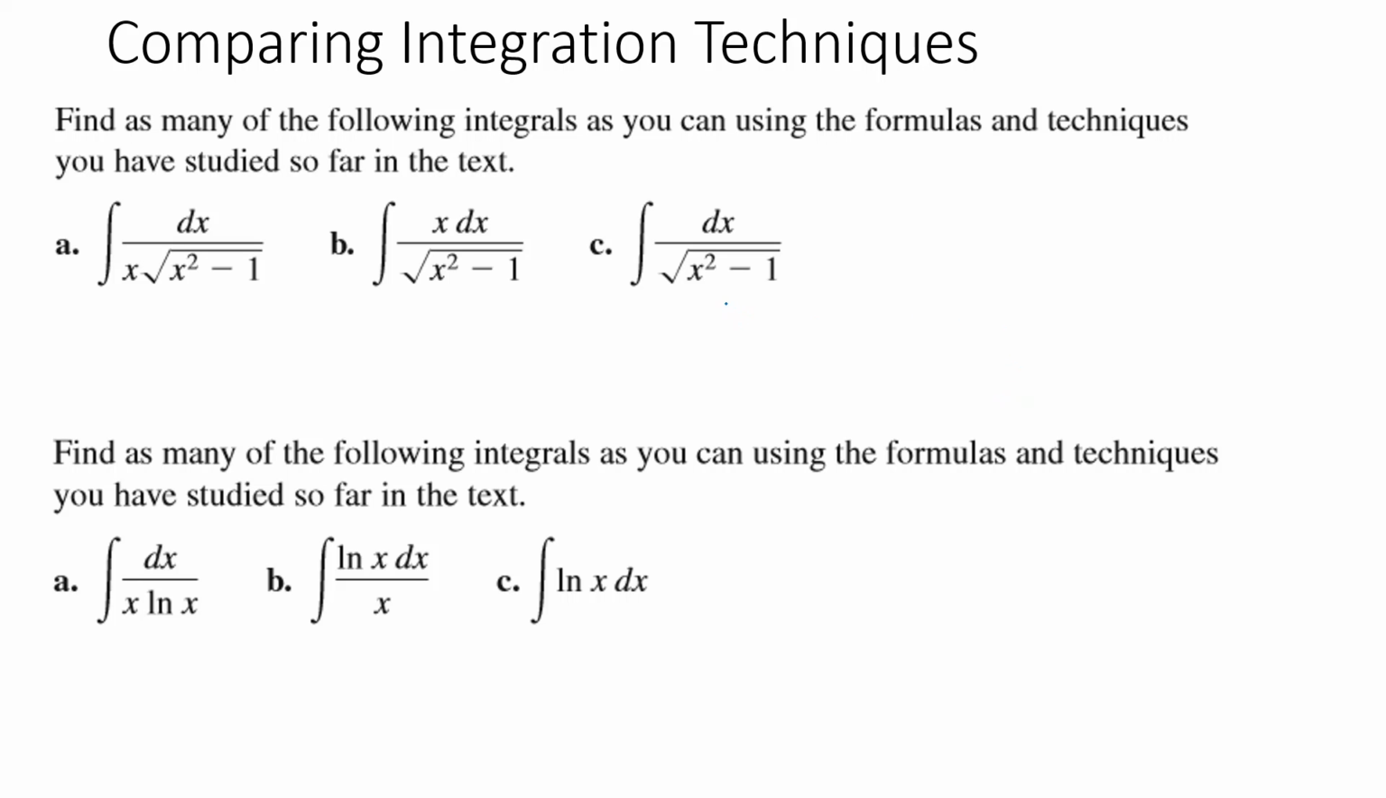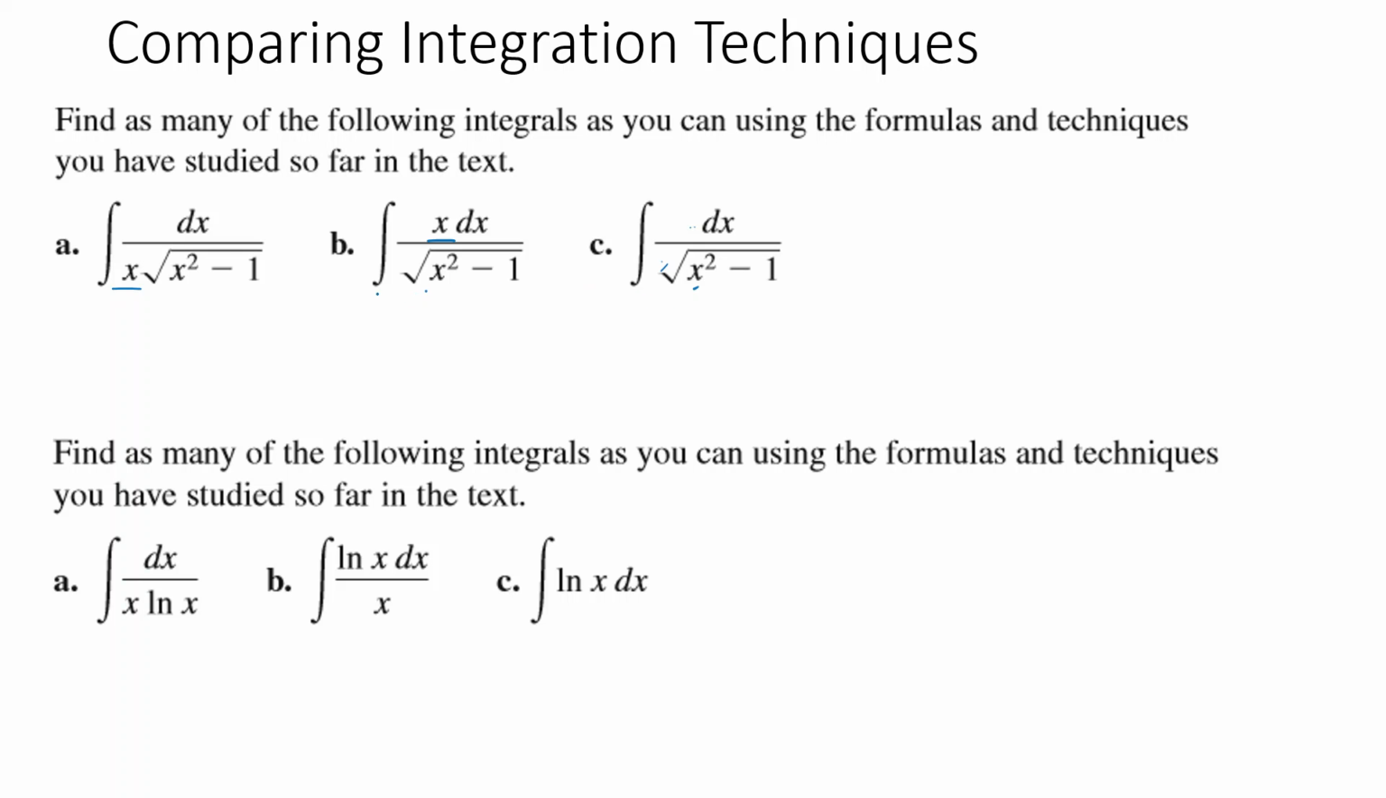So now let's compare and see if we can figure out which method we would use to take these integrals. We've got three integrals. They've all got the square root of x squared minus 1. This one has an x on the bottom, this one has an x on the top, and this one has no extra x's. So which methods do you think we use for each one of these?